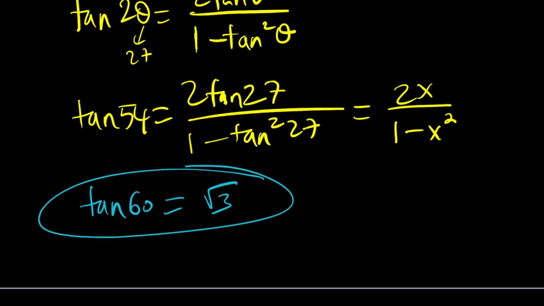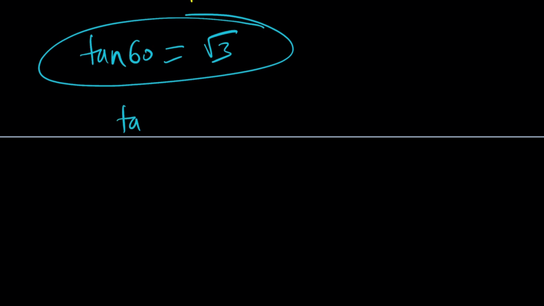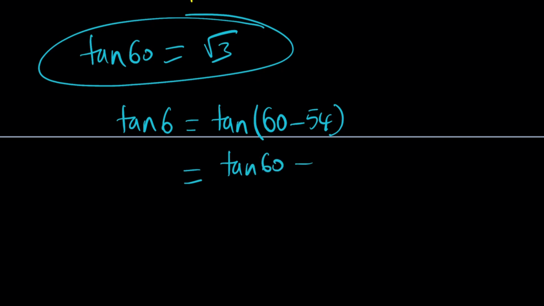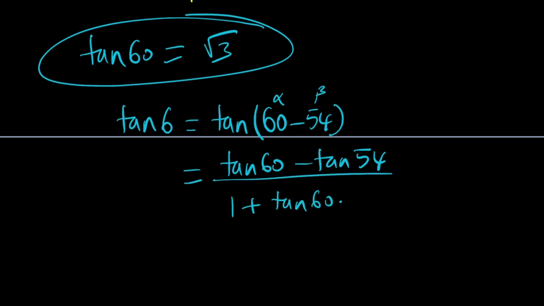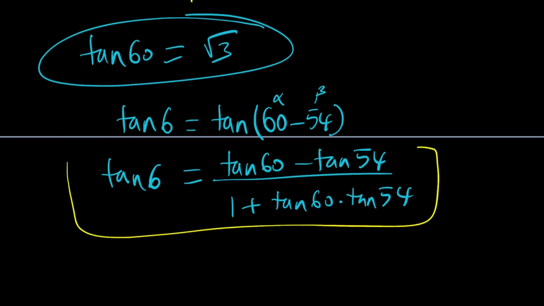So now we're going to use this, but let's see how we can go to tangent 6 from 54. Obviously, 6 can be written as 60 minus 54, as we talked about, right? And this is equal to, from the difference formula, remember tangent alpha minus beta is tangent alpha minus tangent beta, so this is my alpha, this is my beta, divided by 1 plus tangent alpha times tangent beta. Awesome. And this is equal to tangent 6. And this is what I'm looking for. And this is supposed to be in terms of x. Can we do it? Let's get to work.